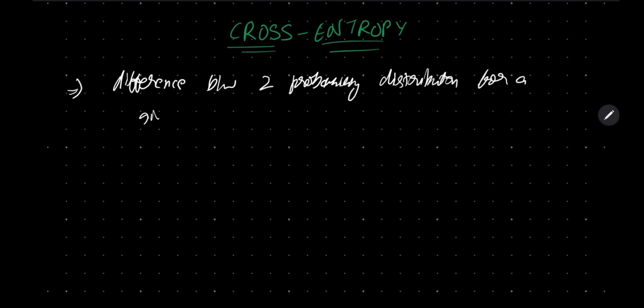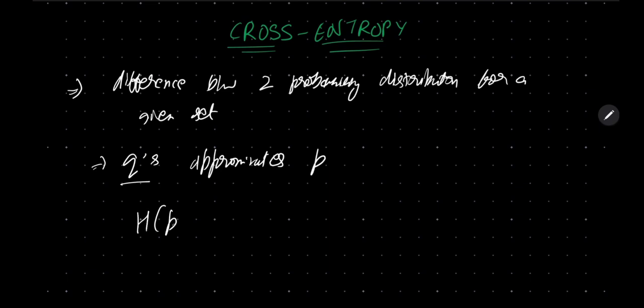So what does this mean for a given set? It means how much the Q approximates the true distribution P. We remember, right? Q is the predicted one, the true distribution is P. So how are we going to calculate it?